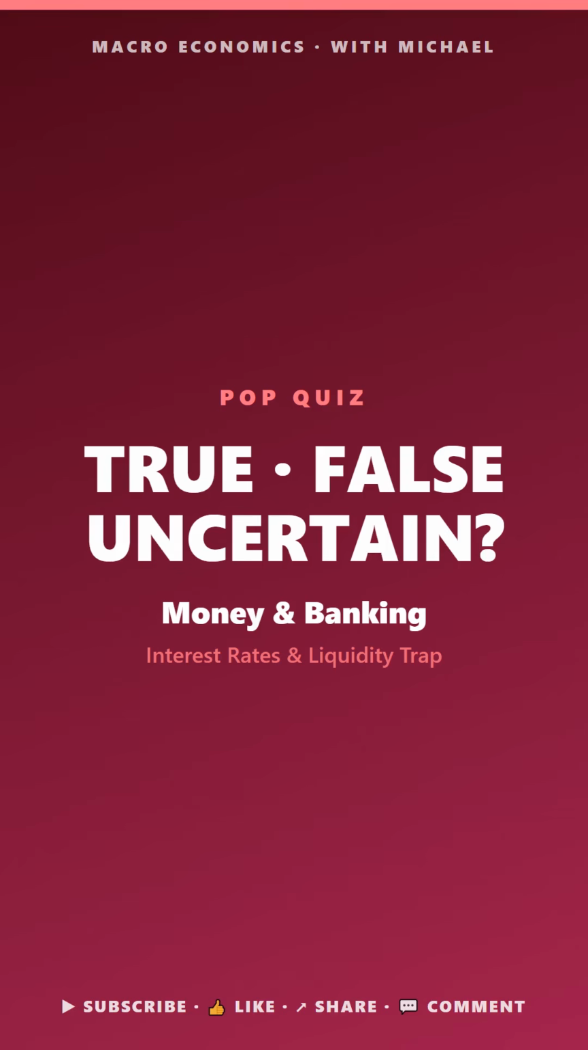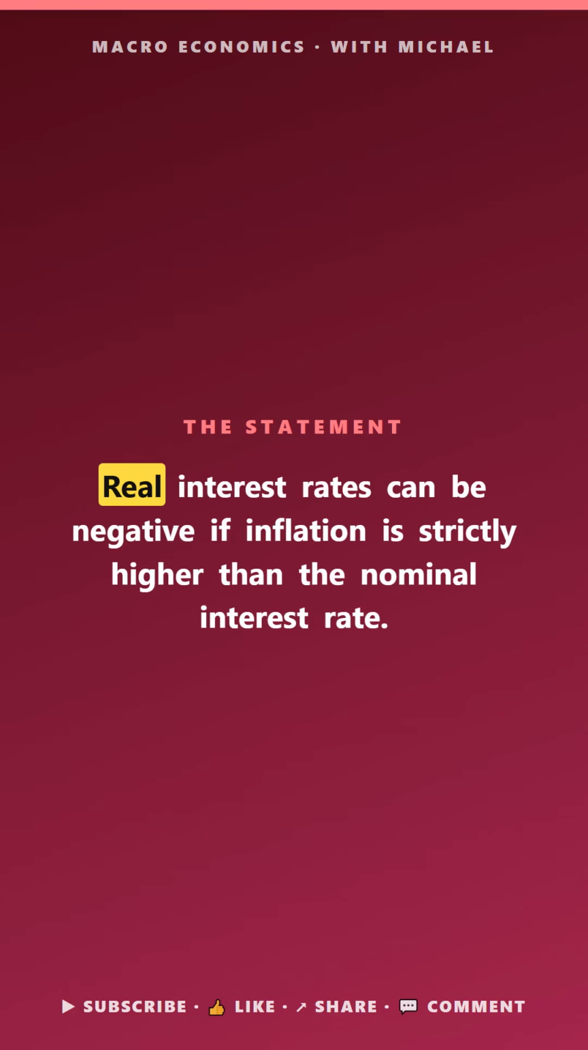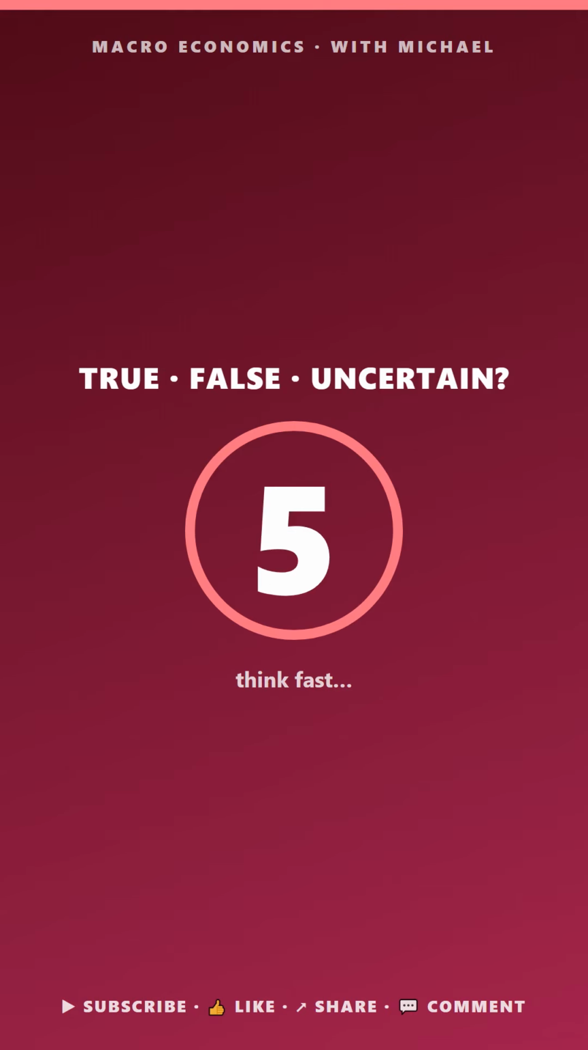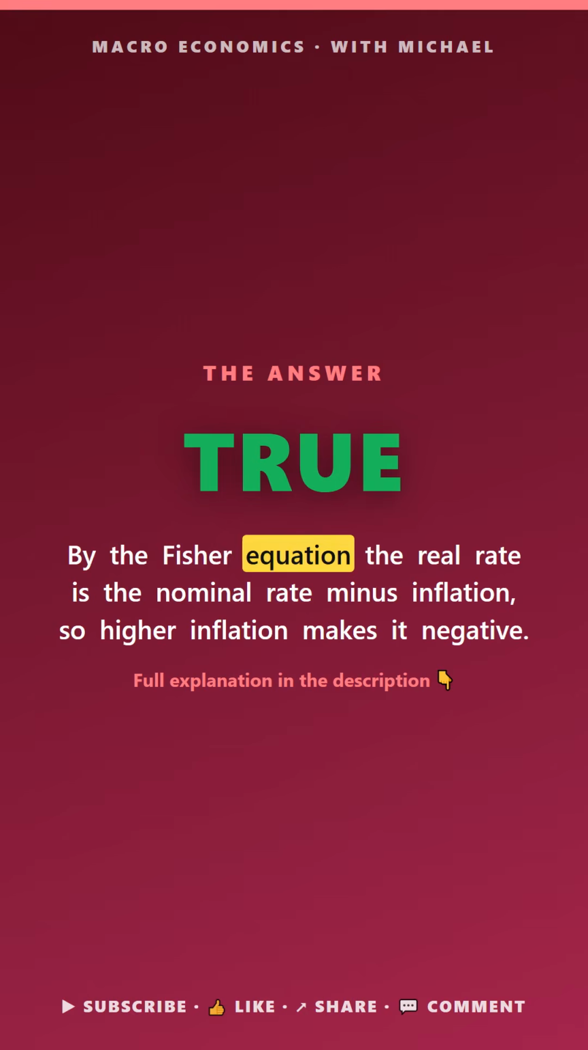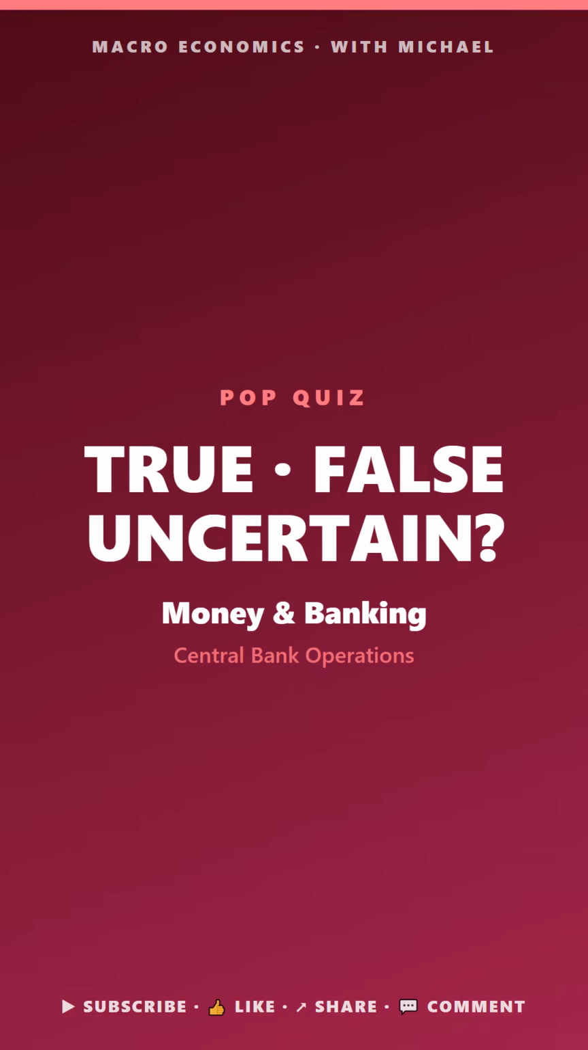Macro pop quiz. Money and banking. True, false, or uncertain. Real interest rates can be negative if inflation is strictly higher than the nominal interest rate. The answer is true. By the Fisher equation, the real rate is the nominal rate minus inflation, so higher inflation lowers it.